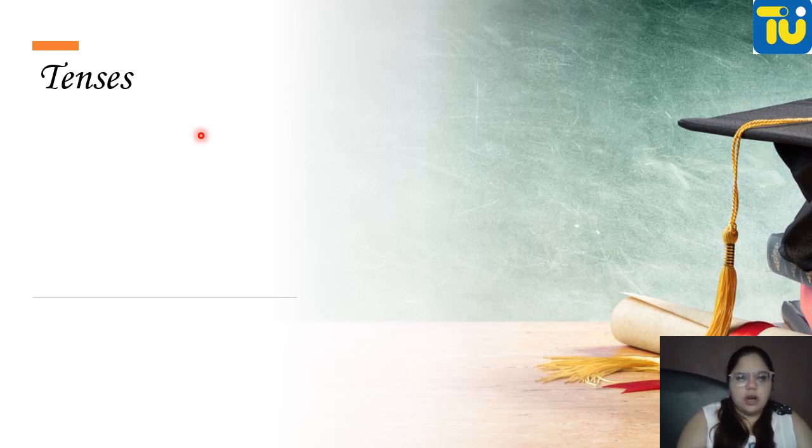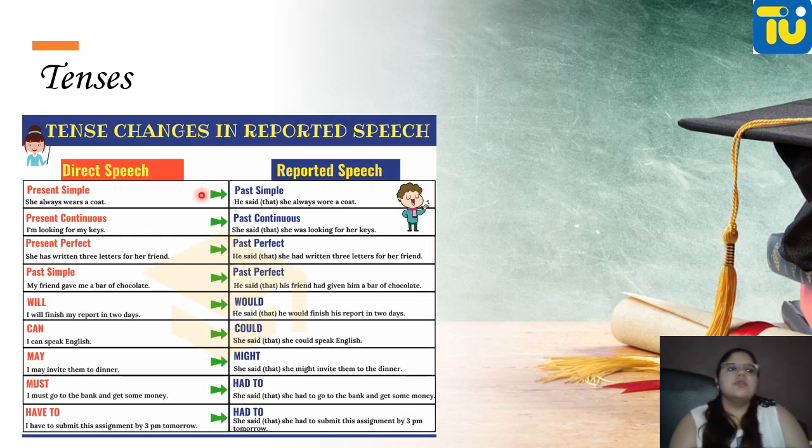So let's see how tenses are changed. When we're talking about the present simple tense and we are changing the direct speech into indirect speech, it becomes past simple. Like we did in the first example, she said she loves math. She said that she loved math. It was present simple, now past simple. She always wears a coat. He said that she always wore a coat.